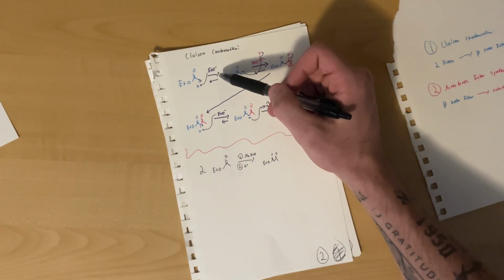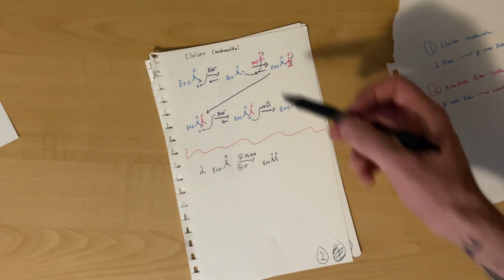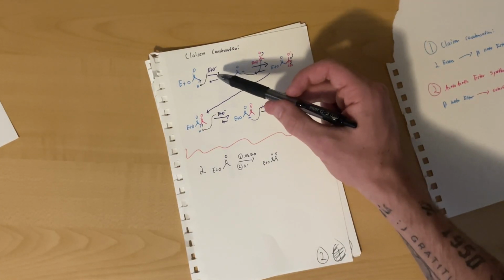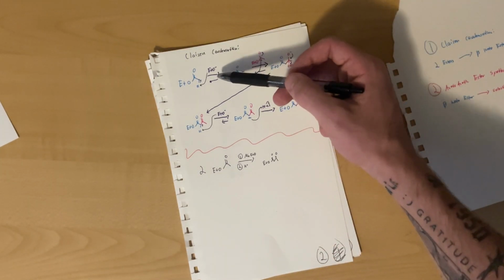And then when you use the base, specifically sodium ethoxide, which when you dissolve in solution, the sodium will split into positively charged sodium ions and negatively charged ethoxide ions.